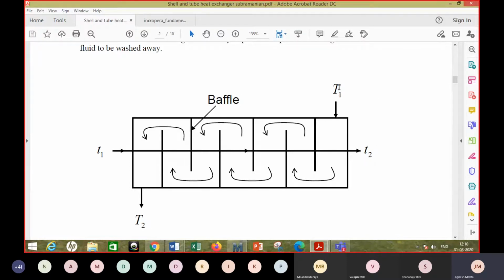And on the shell side, this is the other fluid which is entering from the shell side. Capital T1 is its temperature, and then you have put baffles, right? And on one side of the baffle there is some opening, so it has to flow. The shell side fluid has to flow in a particular direction.